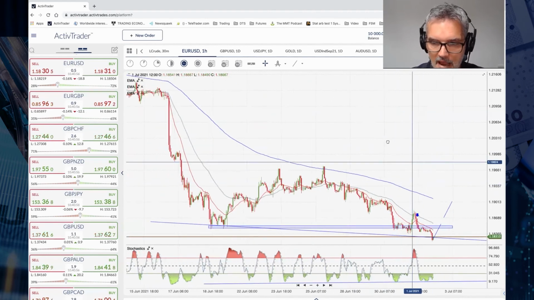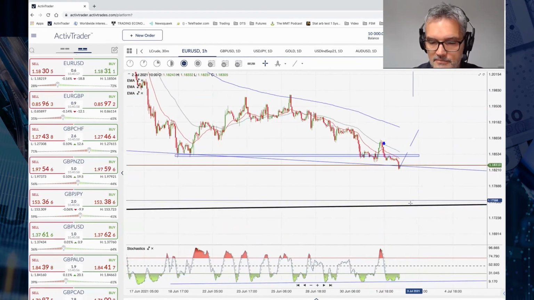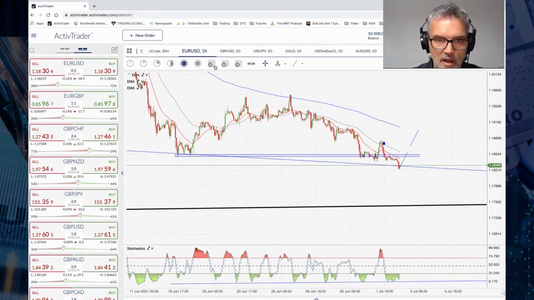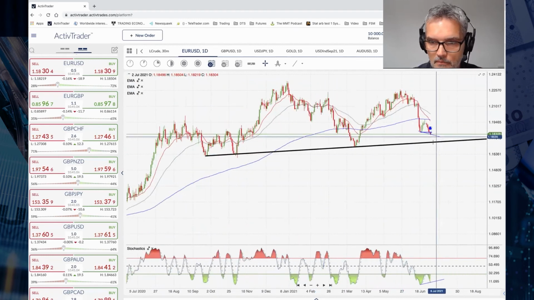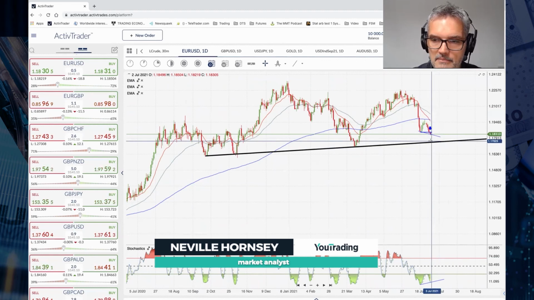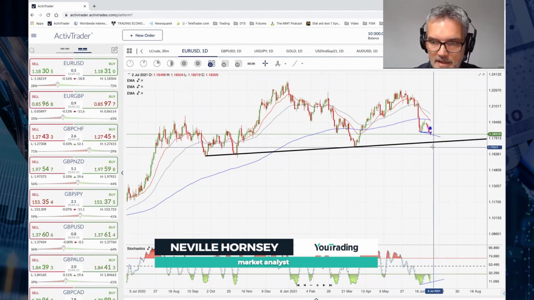And assuming we get down towards the 1.175, we should be at this support line on the daily. And I'd imagine prices will sort of slow down if we are there as we go into the weekend.